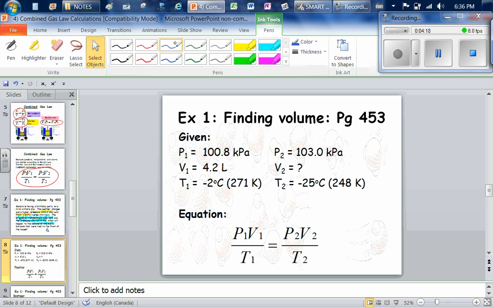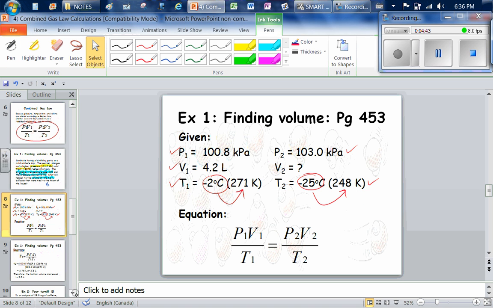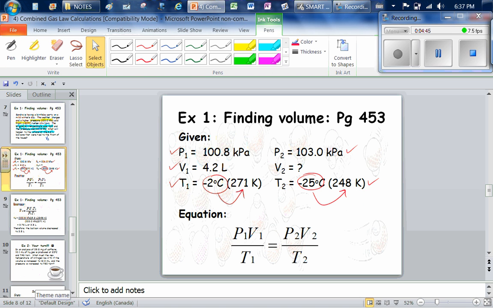So when you write down those givens, we had the initial pressure, we had the initial volume, we have the initial temperature. We know that this front comes in, that's negative 25 degrees with 103 kilopascals. Don't forget to change your degrees Celsius to Kelvin for both temperatures. Okay, so now we have 5 out of the 6 variables, and we have our combined gas law formula, and we just plug that in, and we're solving for V2.